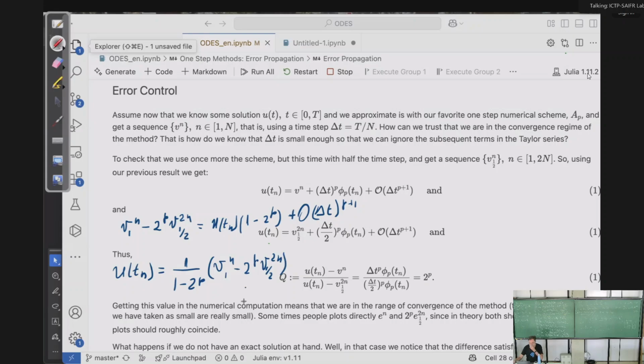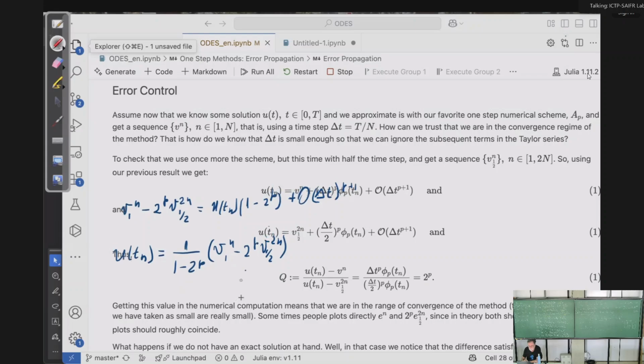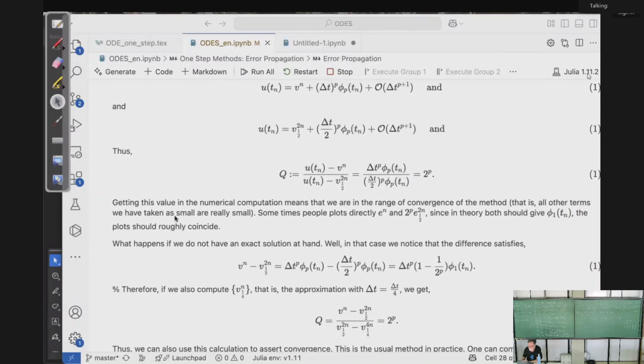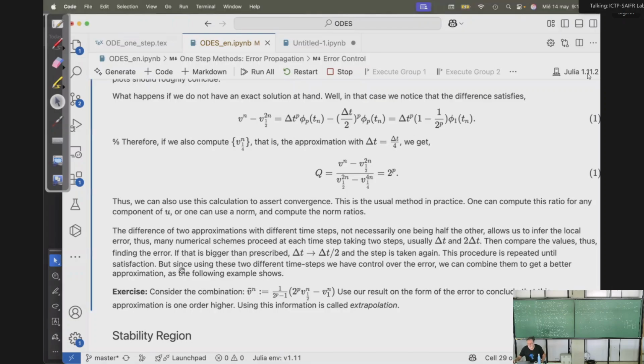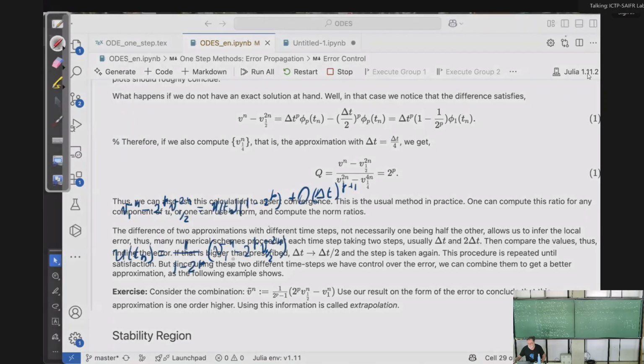I think I make some mistake, but these are calculations like this. Here is the formula. But no, it's okay. So this is a better approximation, one order better, and you gain it just by computing these two approximations and subtracting them.